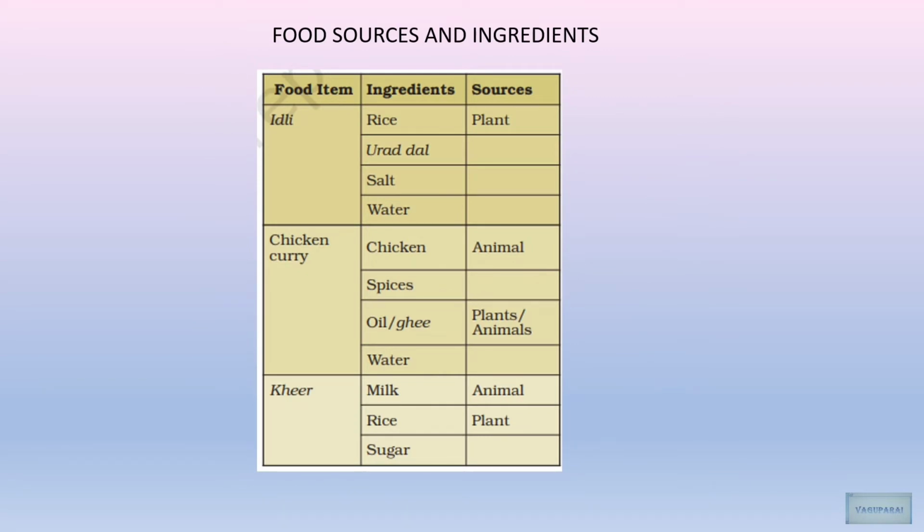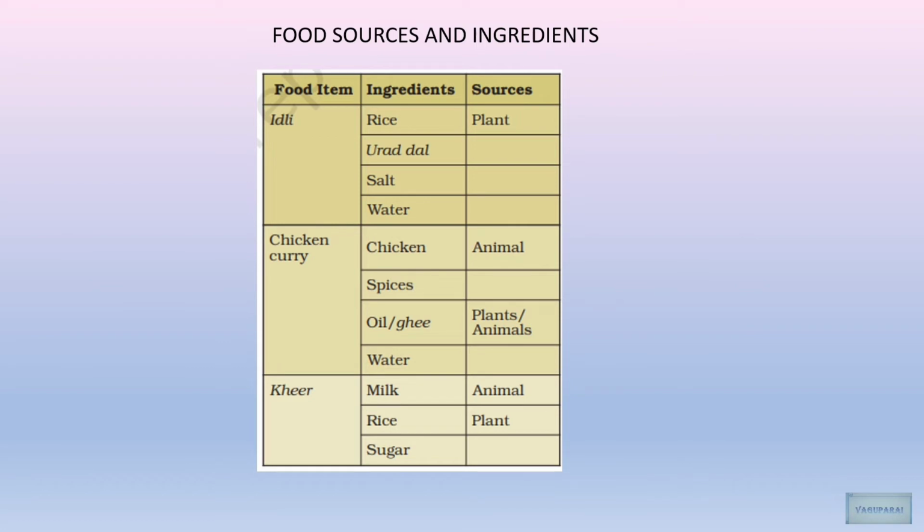We already know what are food ingredients and food sources. Now for example, I am going to take three different types of food. One is idli, the other one is chicken curry and the last one is kheer. For all the three food types, we are going to see the different ingredients used and the source of these ingredients. Idli is made out of rice, urad dal, salt and water. All these are from plant source.